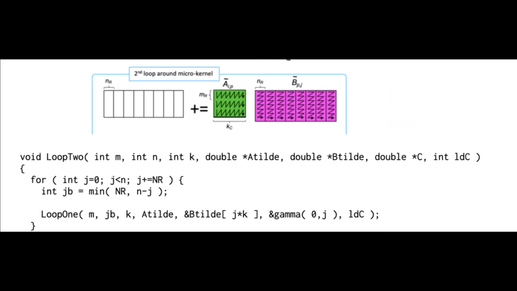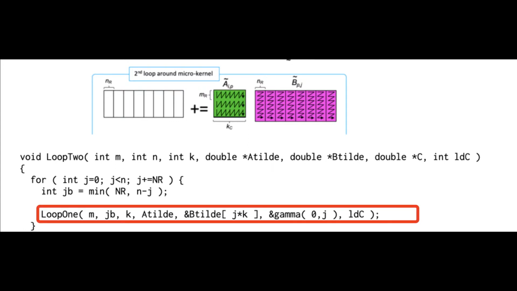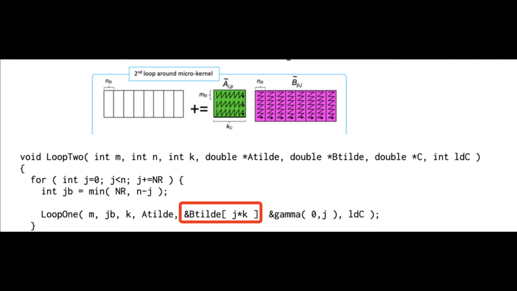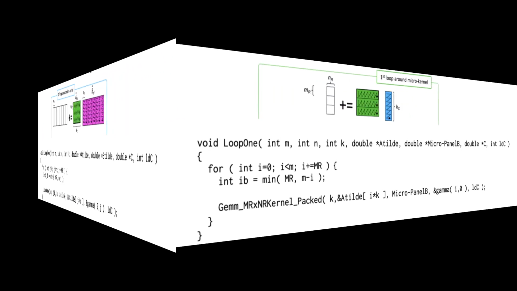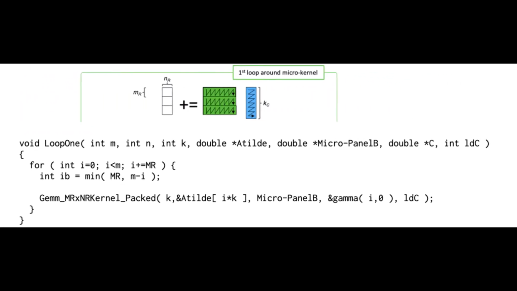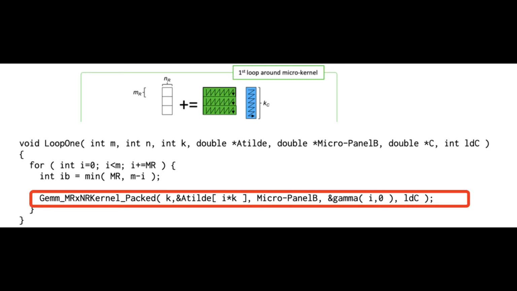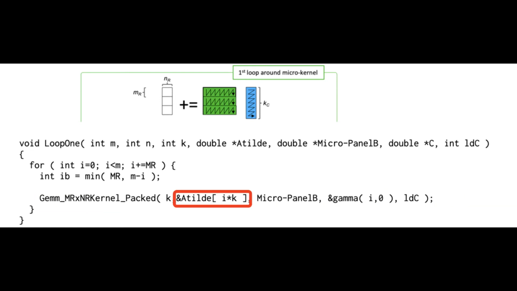In the implementation of the 2nd loop around the microkernel, in each iteration of the loop, the packed block of A and the micropanel of B are passed to the routine that implements the 1st loop around the microkernel. The only tricky part is the calculation of the address where the current micropanel of B is stored in the packed buffer of B. In each iteration of the 1st loop around the microkernel, the current micropanel of A and the micropanel of B are passed to the routine that implements the microkernel. Again, the tricky part is the calculation of the address where the current micropanel of A is stored.